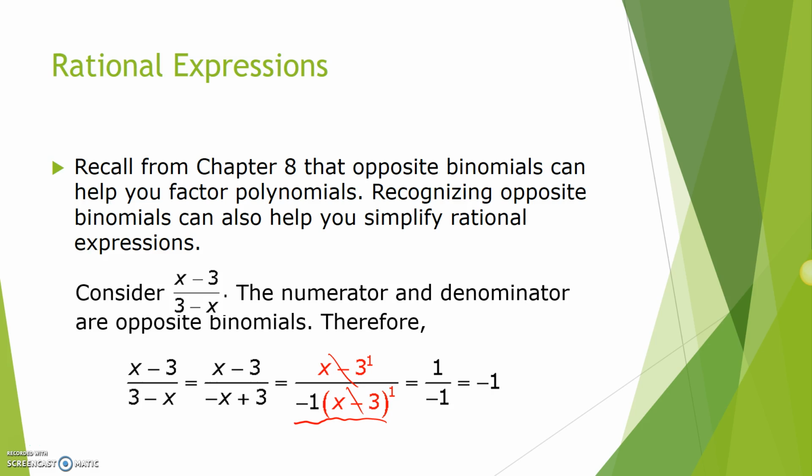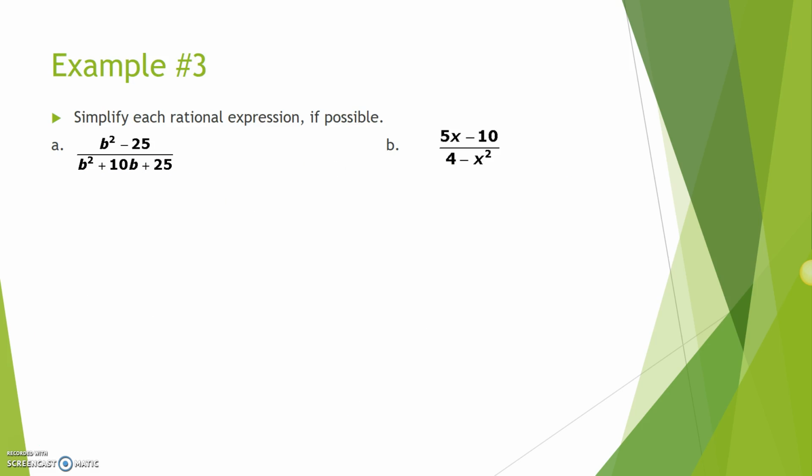These are common factors that divide out. So you're left with 1 over negative 1, which simplifies to negative 1. This explanation is what this example right here is showing you. And we're going to see one example in the next slide that shows you working with this. So here with example 3, we're going to simplify these rational expressions if it's possible.